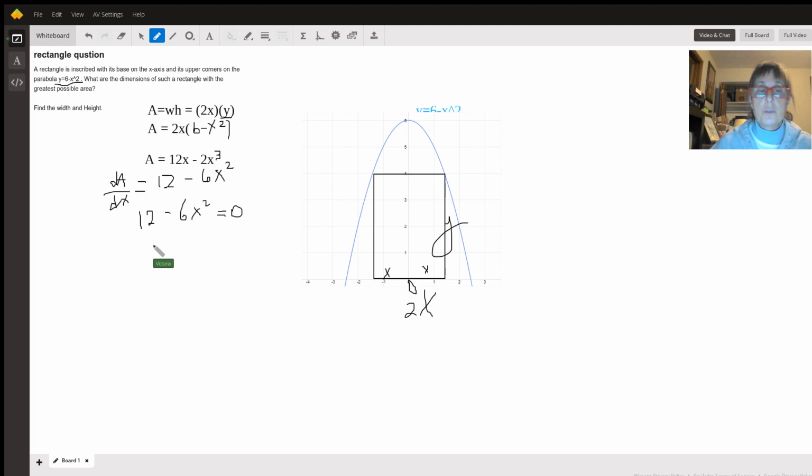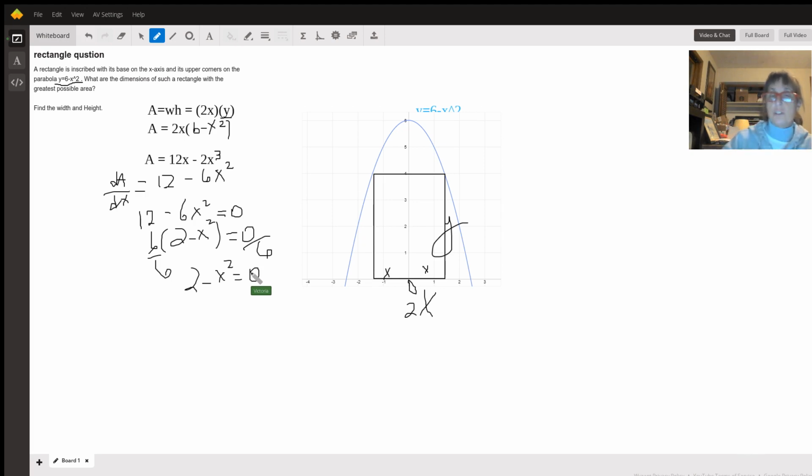and see what x accomplishes that. So first, I'm going to factor out a 6, and I get 2 minus x squared equals 0. And then I'm going to divide everything by 6, which is the great thing about 0, is that 0 stays the same. And now this side is just 2 minus x squared equals 0. So whatever x we can find that solves this will give us the maximum, 2 of those x's, and y will give us the maximum area dimensions.